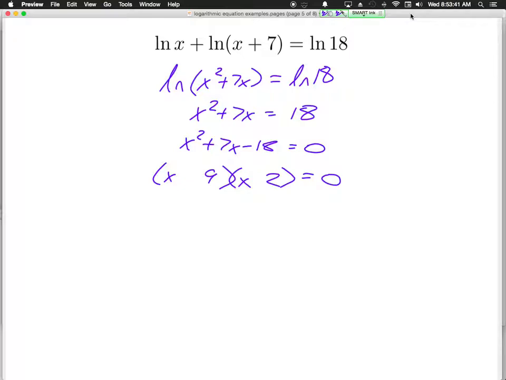Signs are different. Biggest one's positive. Good. So that means I get x equals negative 9 and 2. Can't do negative 9, but I do like 2. So that means negative 9 is no good. The only answer I like is 2. Cross it out.